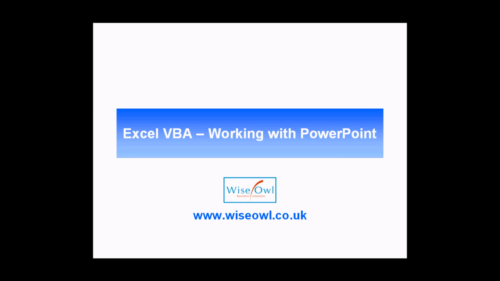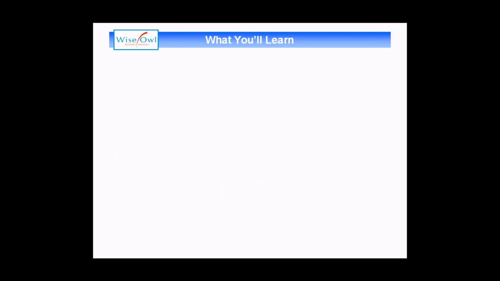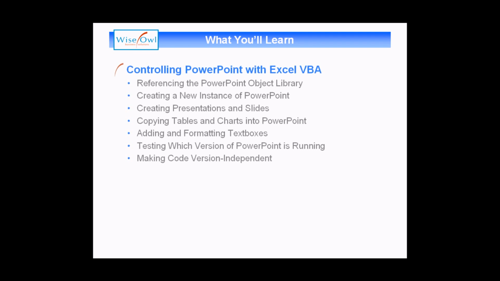In this video we're going to talk about working with PowerPoint in Excel VBA. The video is all about how you can write code in an Excel VBA project which controls Microsoft PowerPoint. We'll start by showing you how to set a reference to the PowerPoint object library, which makes writing code talking to PowerPoint much easier. We'll then talk about how to create a new instance of PowerPoint, which essentially sets the application running on your computer.